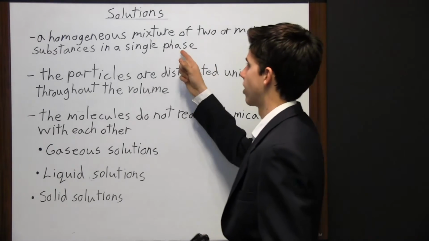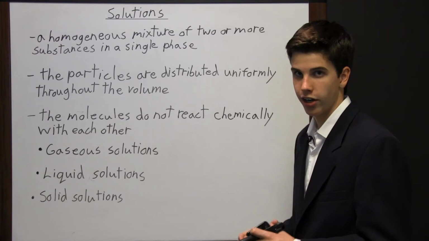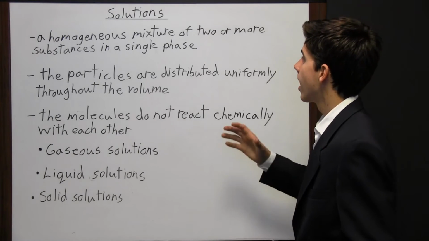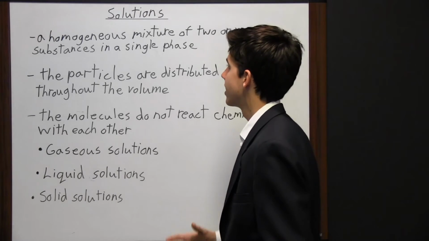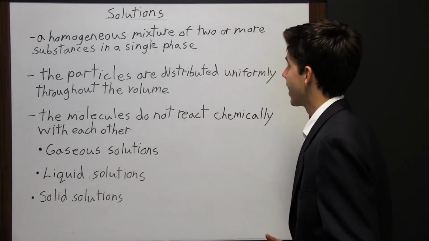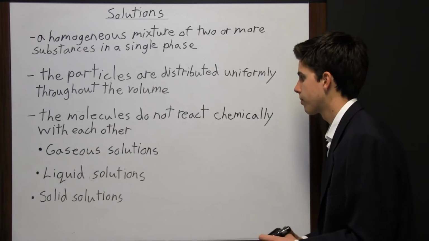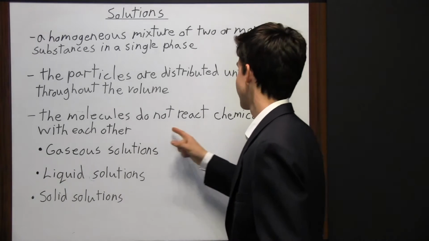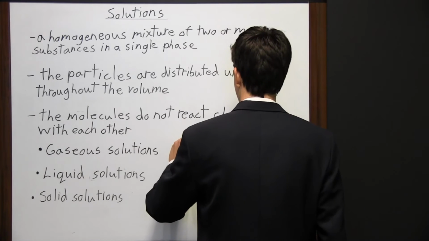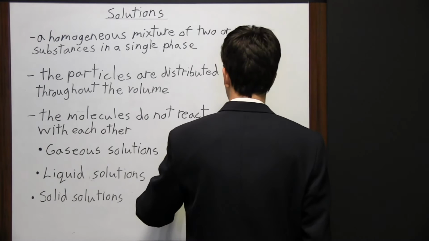And they're in a single phase. In other words, all the components of the mixture are either in liquid, solid, or gas form. They're not in different forms. So every substance in the mixture is combined together to be in the same phase. And in the case of a solution, the particles are distributed uniformly throughout the volume, and the molecules do not react chemically with each other. So in any solution, you have two parts, the solvent and the solute.